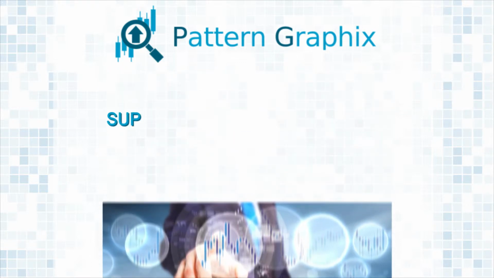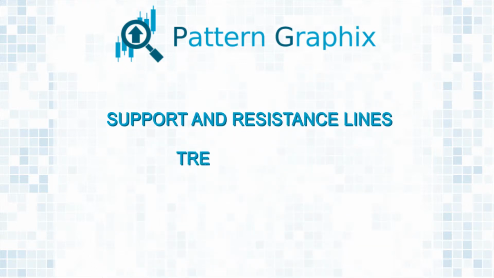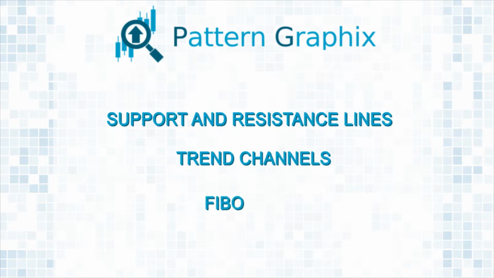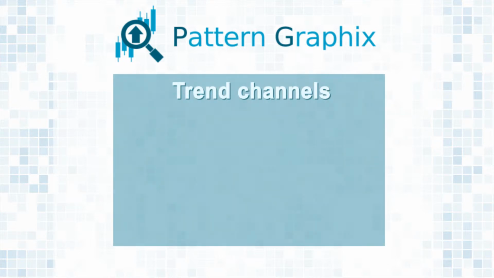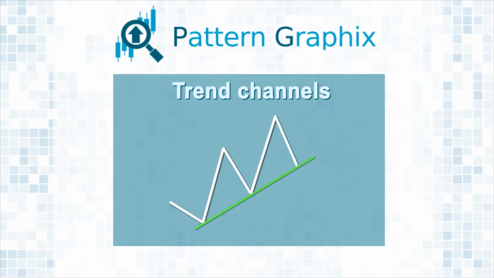In this video, we will review other crucial elements of graphical analysis. These are support and resistance lines, trend channels, and Fibo levels. Trend channels. A trend channel is quite important for both market participants trading on small time frames and for those preferring long-term investments. A correctly determined trend channel enables a trader to estimate expected boundaries of a price movement and therefore the key points of trend changes.